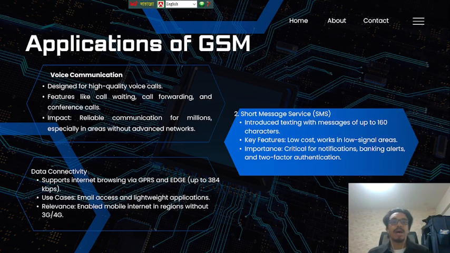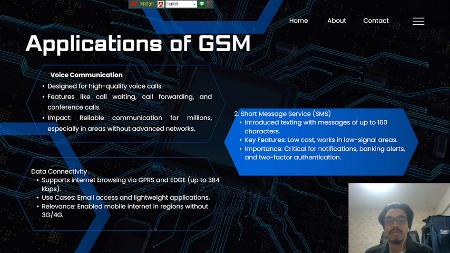So let's talk about the applications of GSM. It's pretty obvious that the main application of GSM is voice communication, which is designed for high quality voice calls. The impact is reliable communication for millions, especially in areas without advanced networks. Next is data connectivity, which supports internet browsing via GPRS or EDGE. Use cases like email access and lightweight applications enable mobile internet in regions without 3G and 4G data, because not everywhere in the world has access to 3G, 4G, and 5G networks.